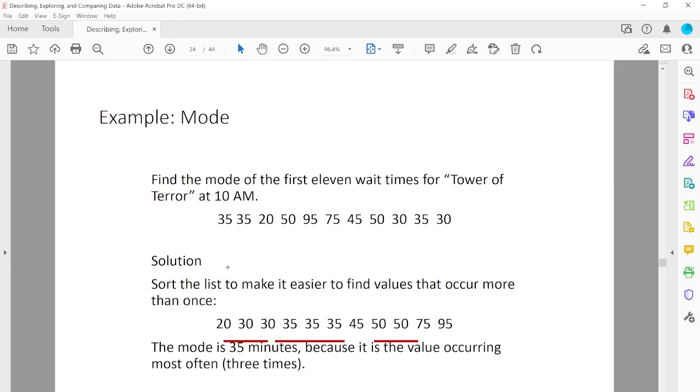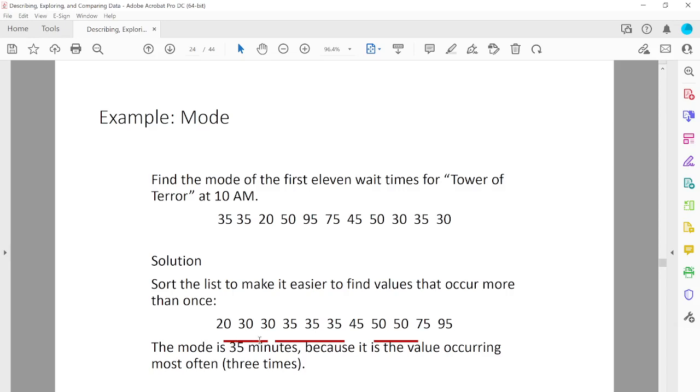I'm going to give you an example here. This is the data set. We sorted the data, and after sorting we can see that 30 is repeated 2 times, 35 is repeated 3 times, 50 is repeated 2 times. So that means 35 has the highest repeated value.